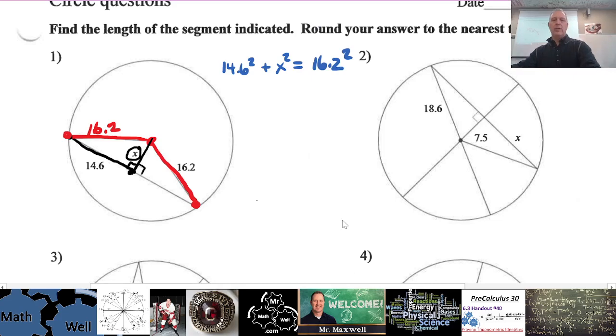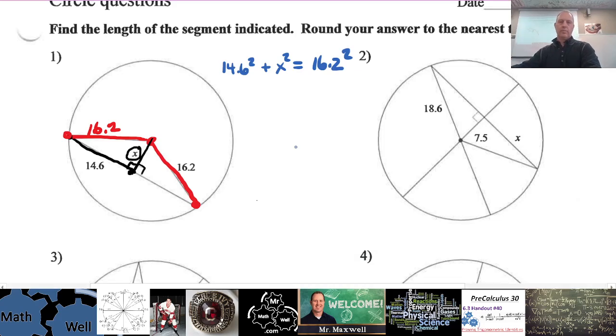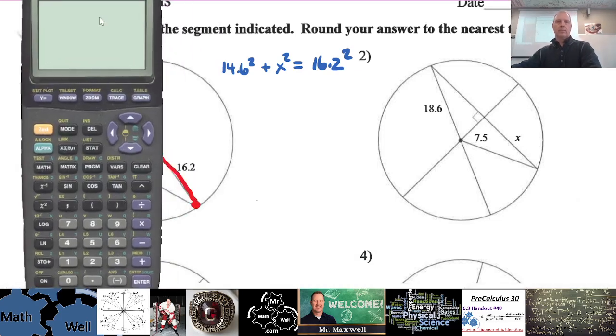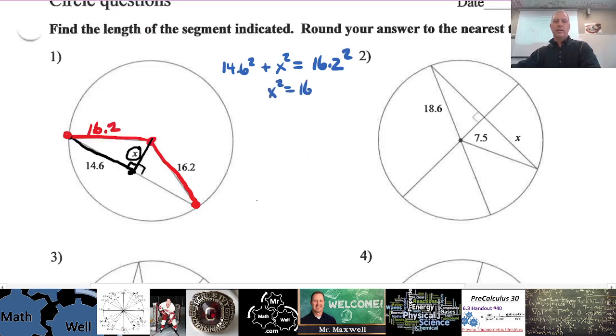So you're going to want to get your calculator out here. You can do that to make it easier to make 14.6 squared and 16.2 squared. So 14.6 squared is what? 213.16. So I'm going to have to do 16.2 squared minus 14.6 squared. Do you guys agree with that? Because I want to get this over to the other side. So we subtract from both sides.